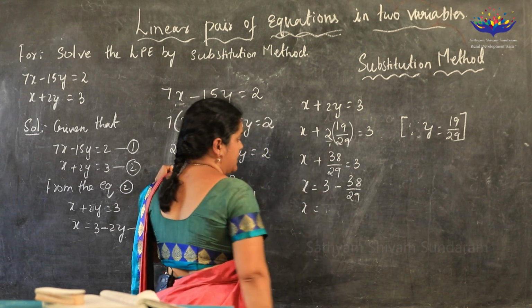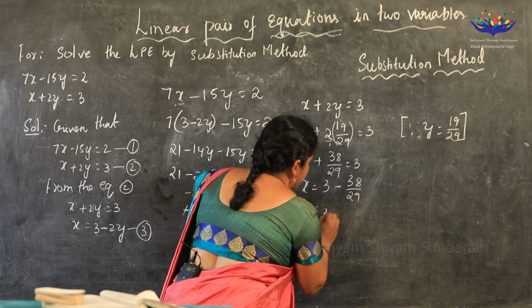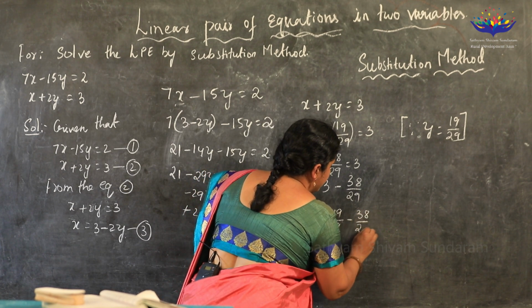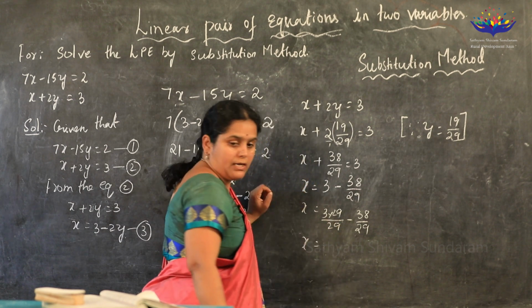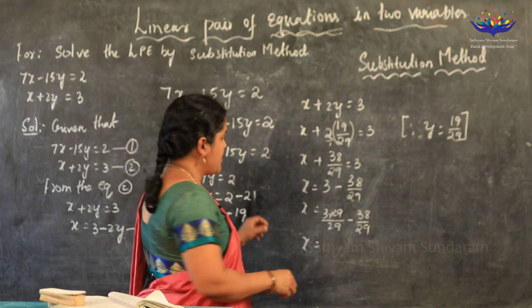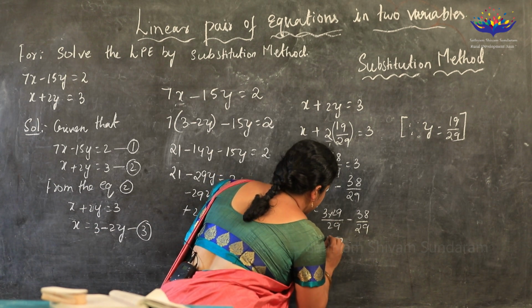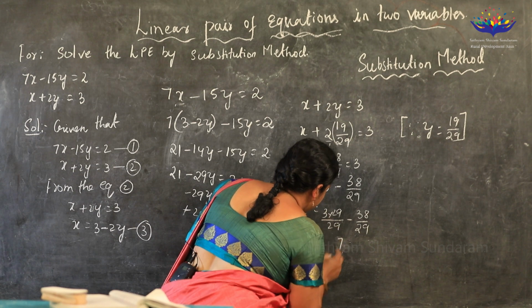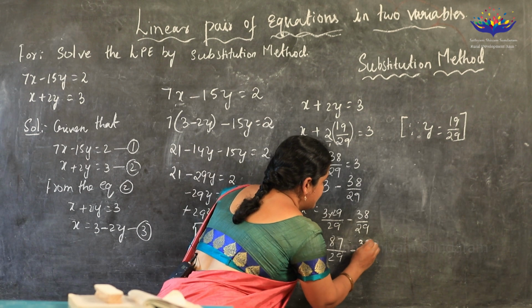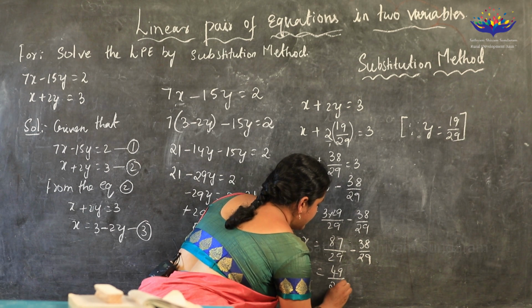Now just take the LCM, that is 29. So 3 into 29 by 29 minus 38 by 29. So x is equal to 3 nines are 27, 3 twos are 6, 7, that is 87 by 29 minus 38 by 29. So you will get x is equal to 49 by 29.